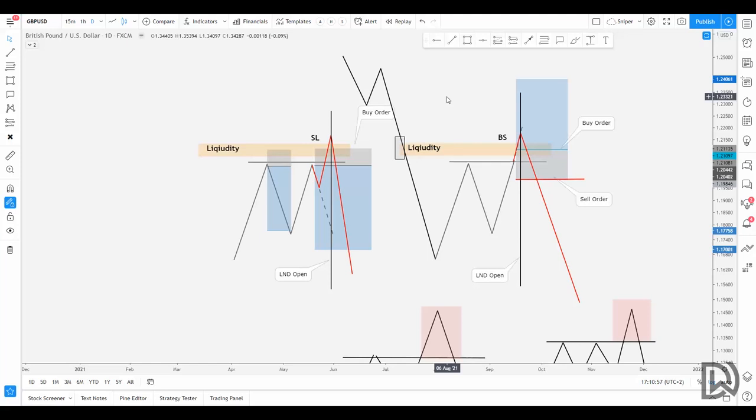Just to say it again, this is my understanding of it and how I interpret liquidity. And I hope this makes sense to you, and I hope you can apply this to your charts and that it will make things a bit clearer for you.